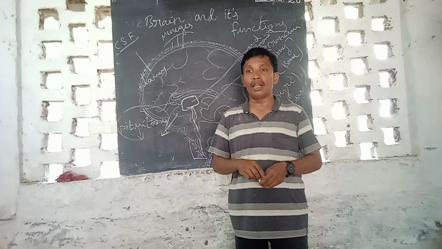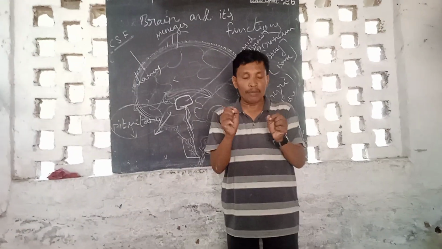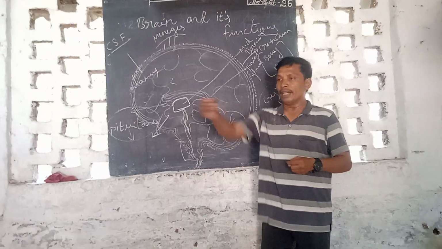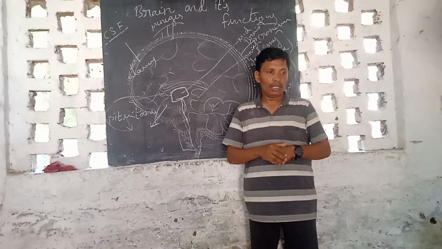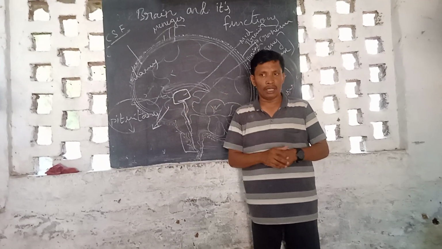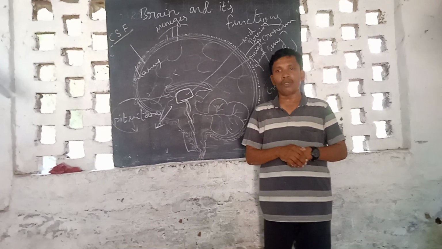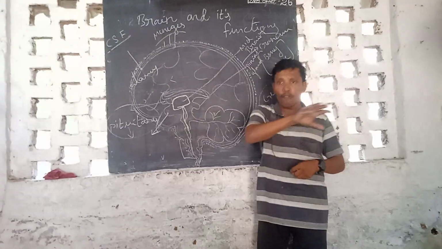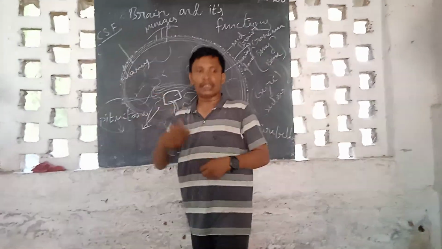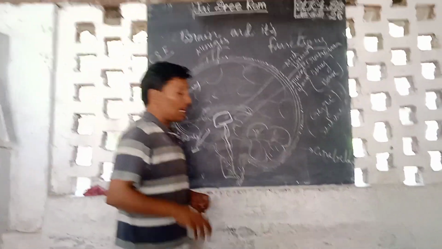What is the target organ here? Testis. So the testis is stimulated by gonadotropic hormone. Immediately when stimulated, the testis releases testosterone. It develops secondary sexual characters. This is nothing but the mechanism of how the endocrine system works in our body. Another type of example also.